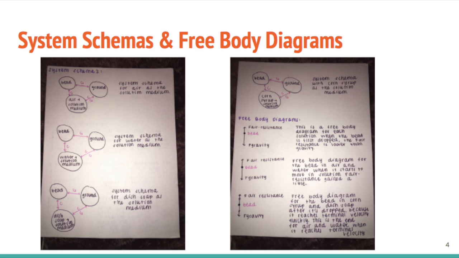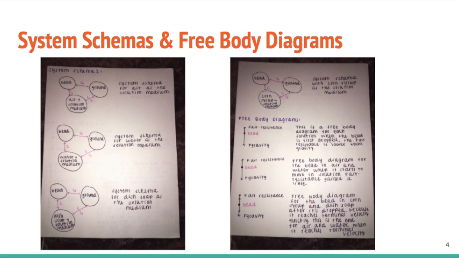These are our system schemas and free body diagrams for each of the trials completed. Our system schemas all look the same, but the only difference is the solution medium. There is a system schema for air, water, dish soap, and corn syrup. Each system schema has the bead, the ground, and the solution medium in the system. The bead and the solution medium have contact force, the bead and the ground have gravitational force, and the solution medium and the ground have contact and gravitational force.